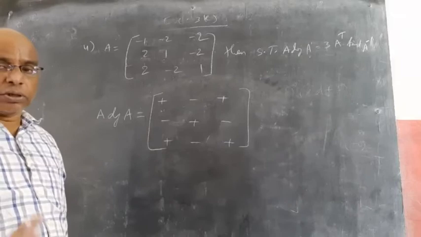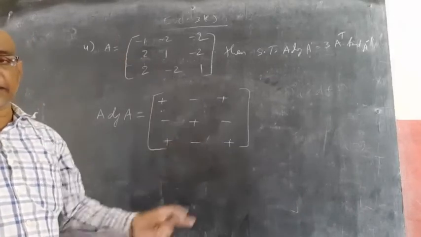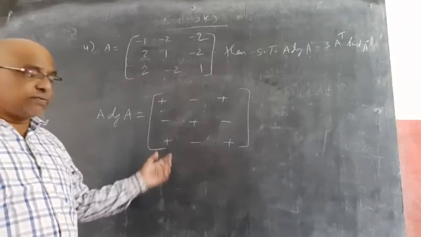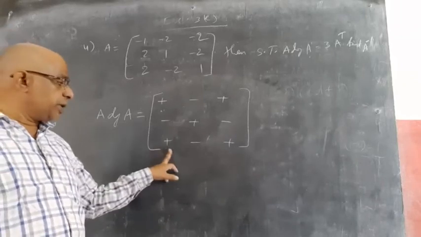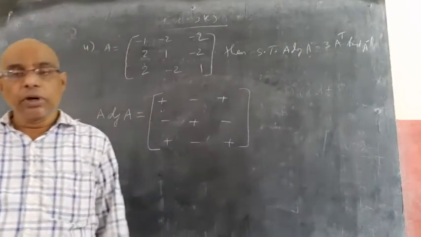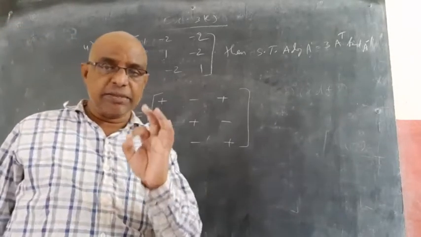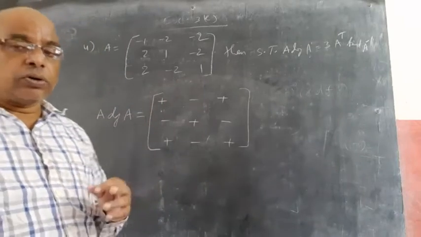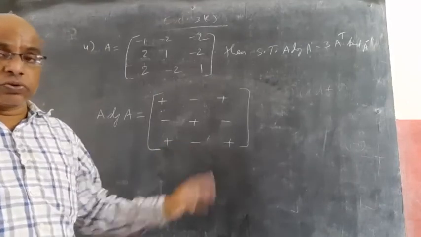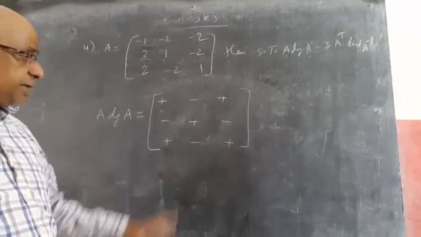For any other size, you need to go for the actual concept. For 2 by 2 also I told you one shortcut: just interchange the principal diagonal, then keep the other two with negative signs. Like that, for 3 by 3 one more shortcut. For the remaining sizes like 4 by 4, we should go for the actual concept, that transpose of the cofactor matrix is adjoint A. That is the basic concept actually. You have only 2 by 2 and 3 by 3 in intermediate, that's why I am giving you two shortcuts.